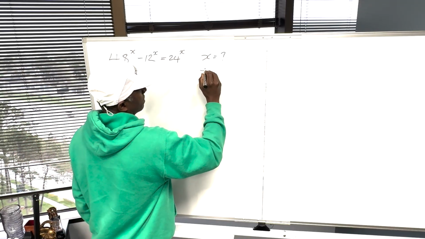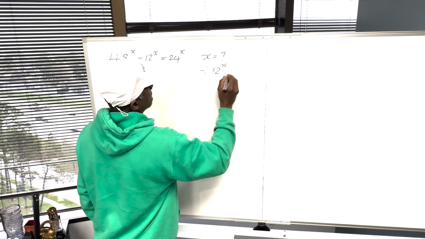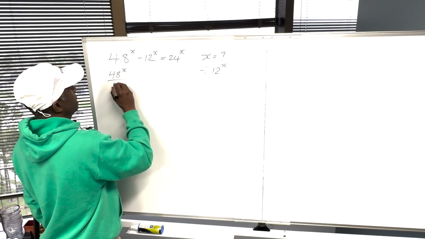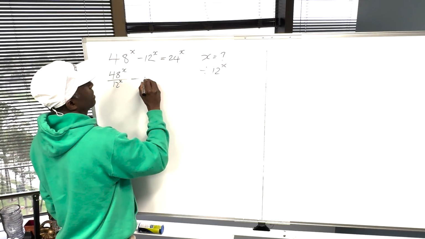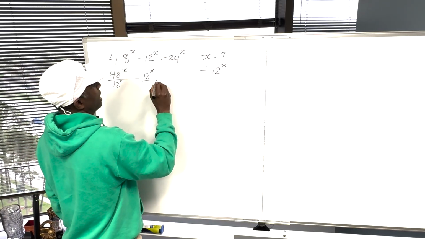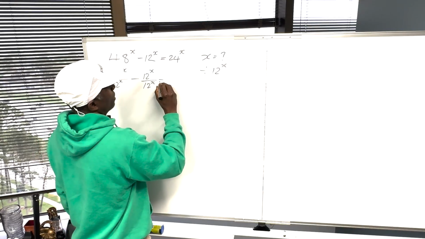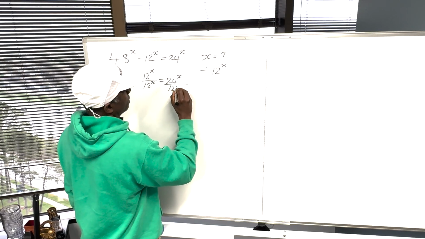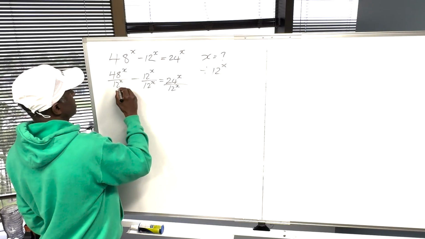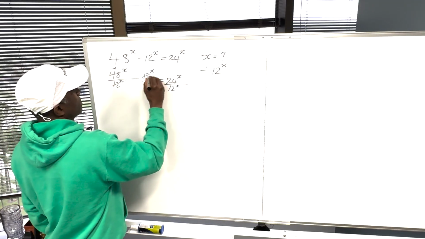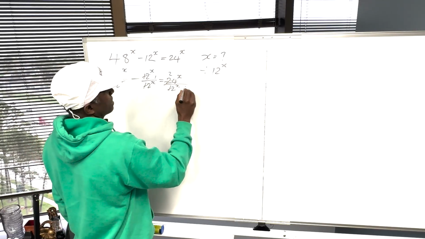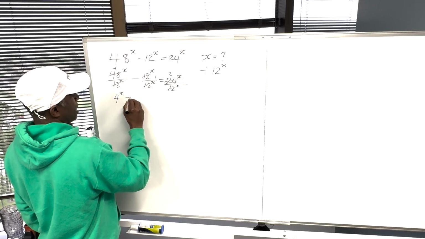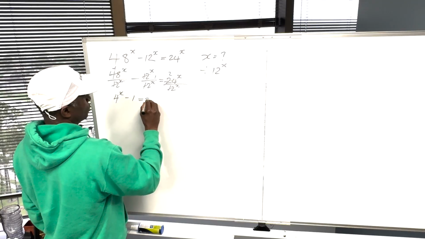Let's divide by 12 to the x. We get 48 to the x divided by 12 to the x minus 12 to the x divided by 12 to the x is equal to 24 to the x divided by 12 to the x. Let's simplify that. There's a once, there goes 4 times. Once, 2 times. So we get 4 to the x minus 1 is equal to 2 to the x.